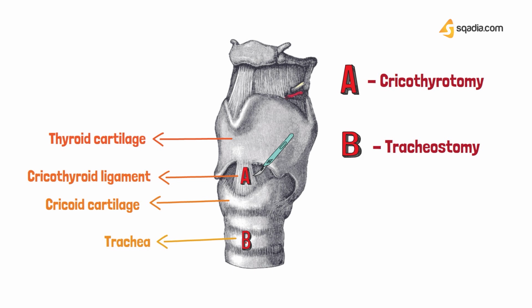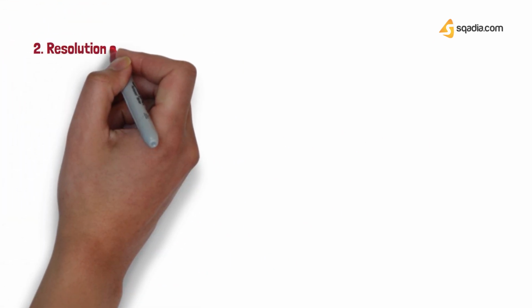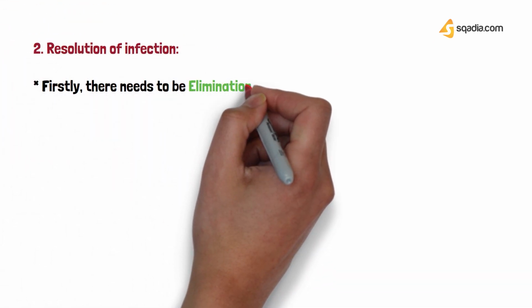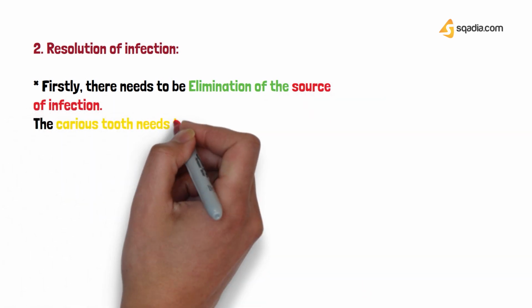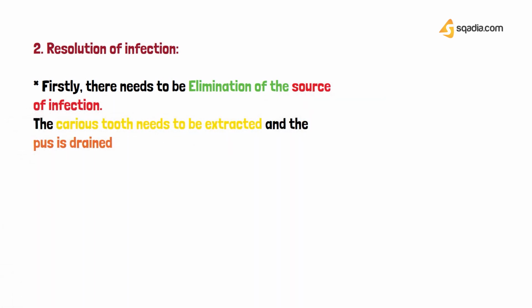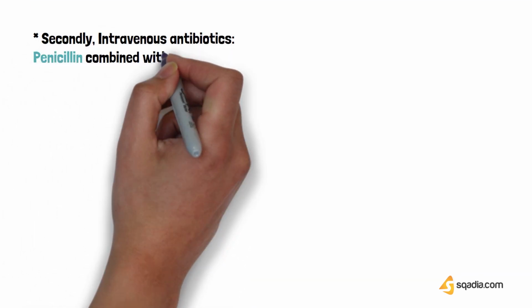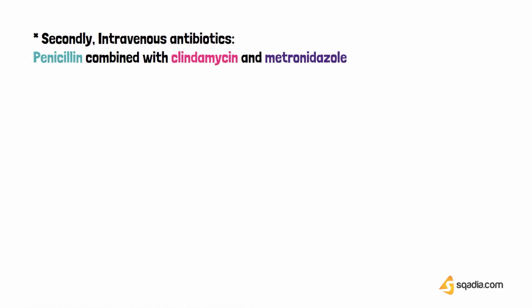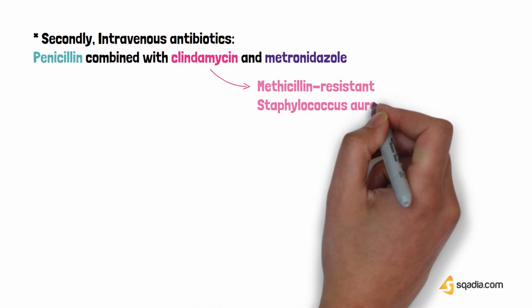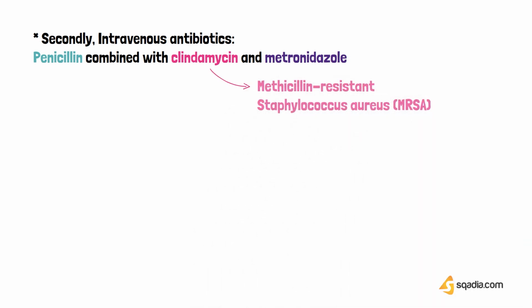Now, the next step is the resolution of infection. So what we need to do first is eliminate the source of infection by extracting the infected tooth and draining out any pus which is associated with it. Secondly, we're going to prescribe intravenous antibiotics. Penicillin is combined with clindamycin or metronidazole. Clindamycin is for methicillin-resistant Staphylococcus aureus coverage, and metronidazole is for anaerobic coverage.